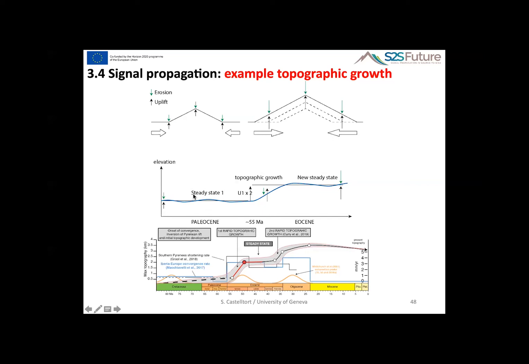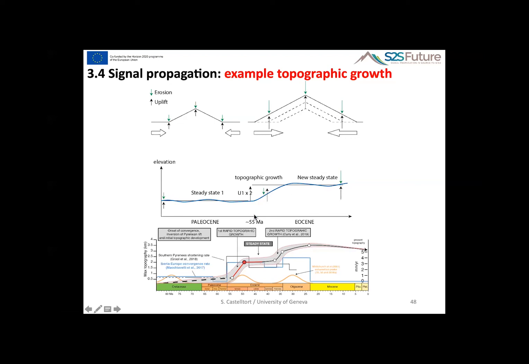If you see that in terms of elevation with time, I have steady state 1. I draw it wavy because, as we said before, let's imagine steady state is approximately steady state. It's not absolutely constant. And here I multiply uplift by 2. Elevation will increase during this time when erosion is smaller than uplift, and at some point I will reach a new steady state at which erosion is equal to uplift.